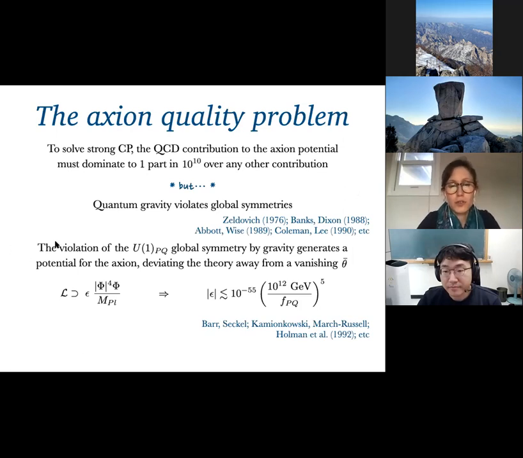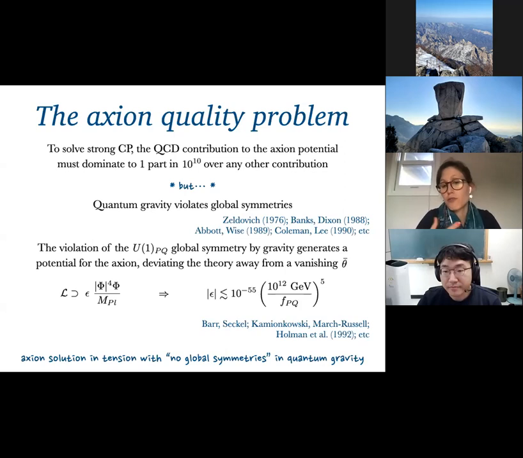So the violation of the U(1) PQ symmetry by gravity will generate a potential for the axion that in turn will move the theory away from the vacuum of vanishing theta bar. For example, if we consider the leading higher dimensional operator that violates the U(1) PQ symmetry, where phi here is the Peccei-Quinn field, the phase of which again is the axion, then in order not to spoil the solution to the strong CP problem, the coefficient of this dimension 5 operator would need to be incredibly, incredibly small. So we say that the PQ symmetry needs to be a very high quality global symmetry, which is somewhat in tension with the breaking of global symmetries that we expect in the context of quantum gravity. And this tension goes by the name of the axion quality problem.